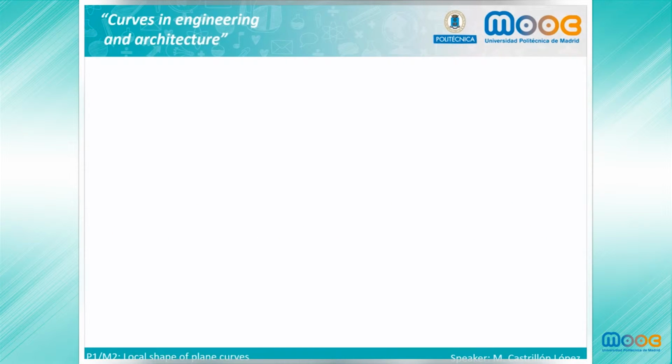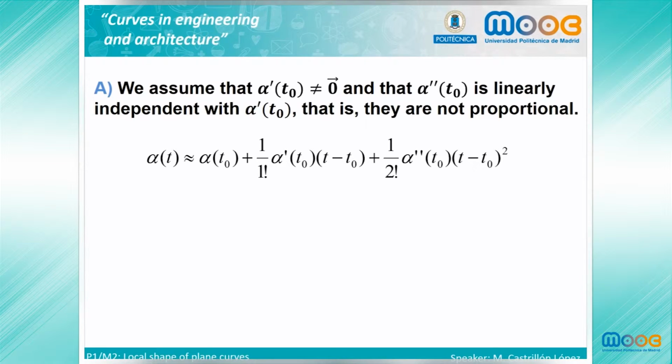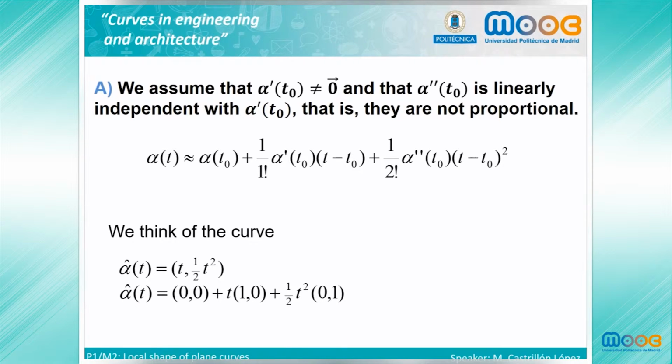In the first case of our study, we assume that the first derivative doesn't vanish, that is, we have a regular point, and that the second derivative is independent with respect to the first one. That is, these two vectors are not proportional. Then, we work with the Taylor approximation just up to order 2. And actually, now we think of the curve t to 1/2 t squared, and we write it in a similar way as a point, the origin, plus t times the vector (1, 0), plus 1/2 t squared times the vector (0, 1).